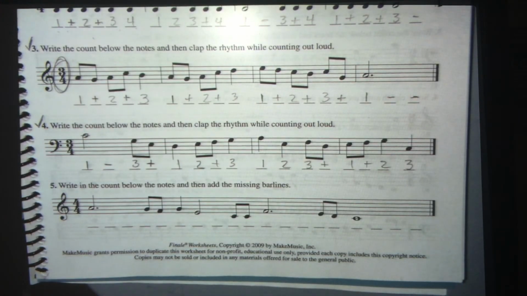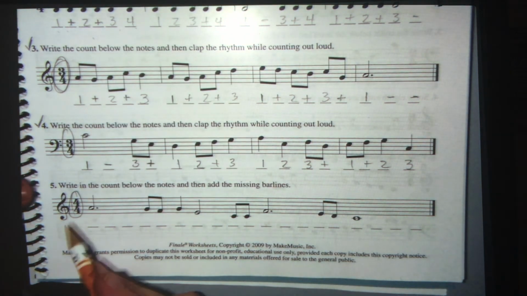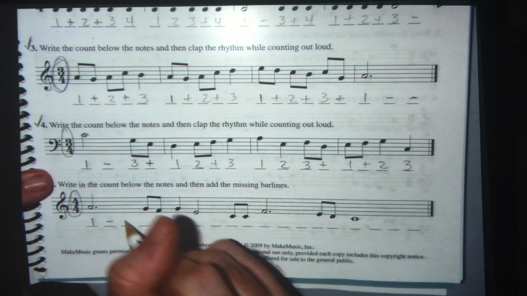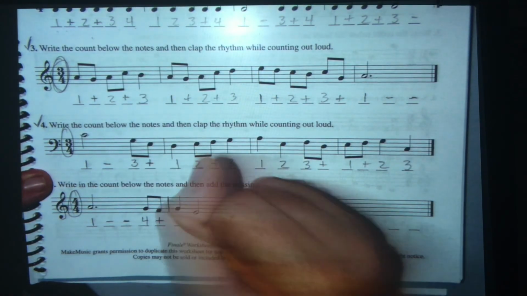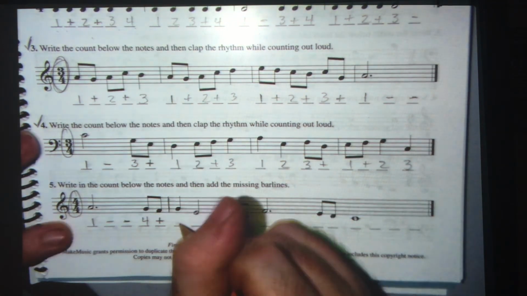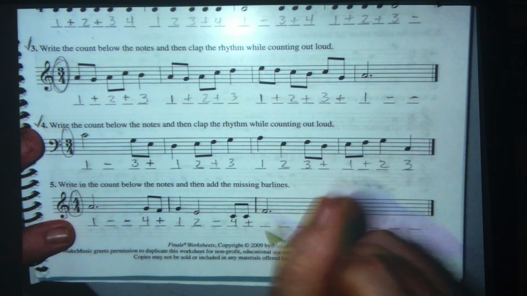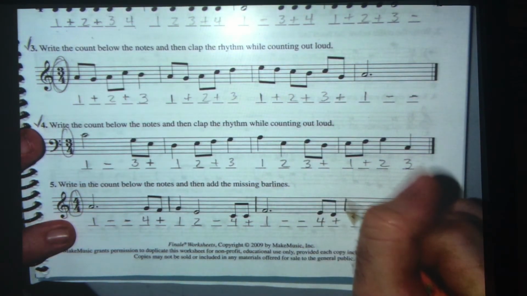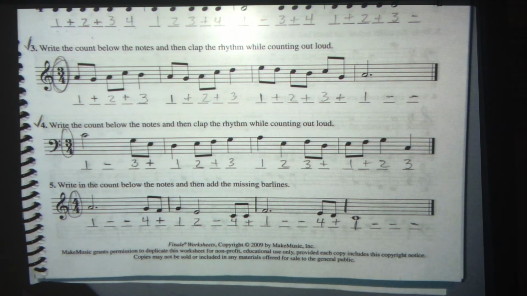Okay, this is a little trickier. Write in the counts below the notes and then add the missing bar lines. First thing we want to look at is going to be the time signature. So we're going to have 4 beats to fill. 1, I know this will be 2, 3, 4, and so bar line must go right there. 1, 2, 4, and bar line must go here. 1, 4, and bar line goes here. 1. There you go.